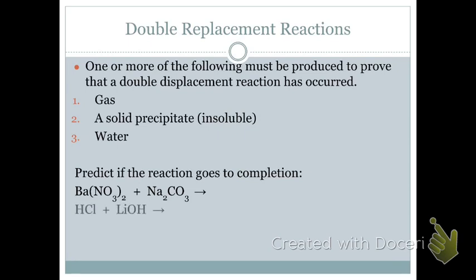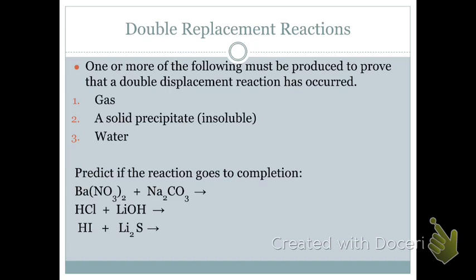Let's look at this one. HCl plus LiOH. Hopefully you realize this is actually what we call a neutralization reaction, because one of your products will be H2O, right? H with OH, and then the other one will be LiCl. Now, what do you need in order for this reaction to occur? Water. Form water, it occurs. So this definitely works. This is already balanced, by the way.